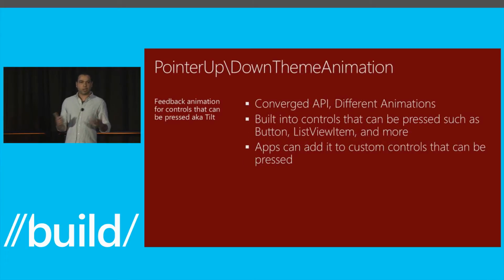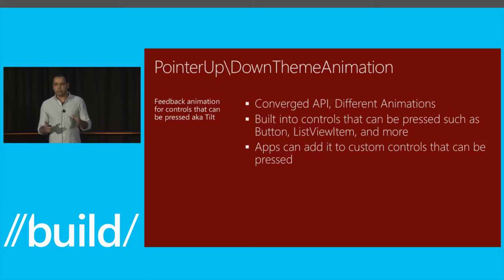Let's talk about the pointer up and down theme animation. If anyone here has worked on Windows Phone Silverlight before and has used the Silverlight toolkit, this might be familiar to you as the tilt animation. This is what you see when you press down on any control that can be pressed. It tilts. For this XAML framework, we've kept the API the same as what you have on Windows for the same scenario. So it's the same API, the same way you would write the code, but it looks different on the phone. It does a different animation.